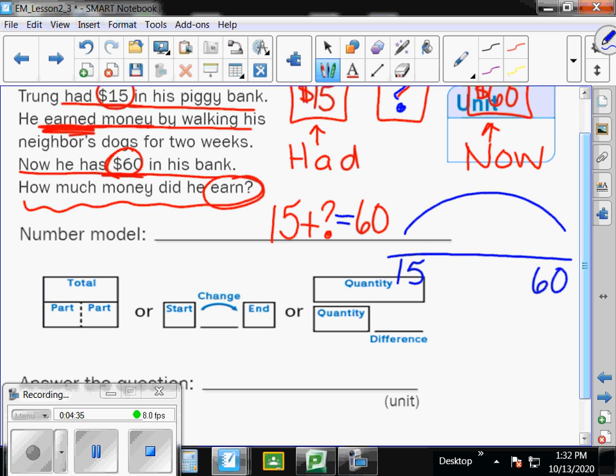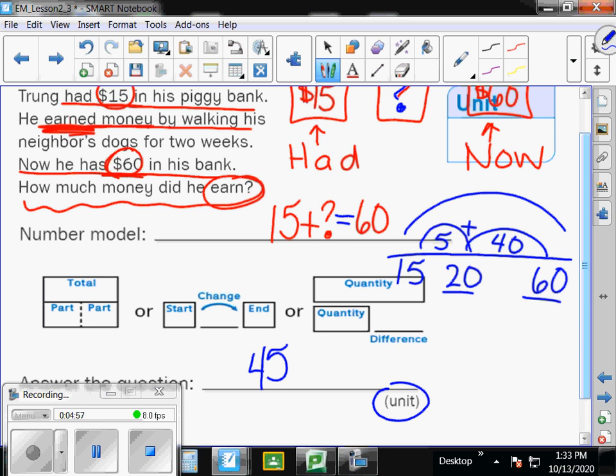So I'm going to jump by easy numbers, or two easy numbers, and I'm going to first jump 5. That's going to get me to 20, because 15 plus 5 is 20. Now this is easy math. To go from 20 to 60, that's an easy jump of 40. When I put these two jumps together, my answer is 45.